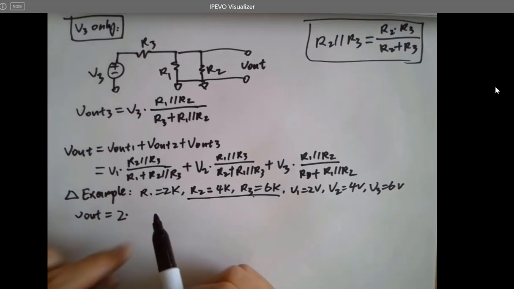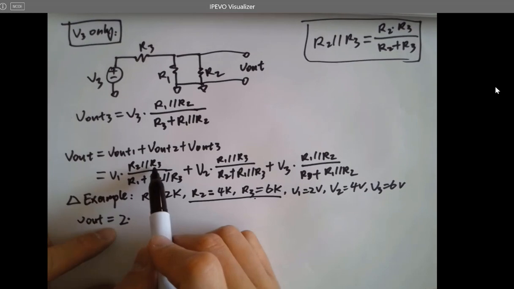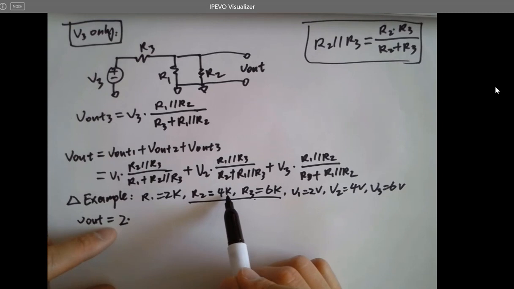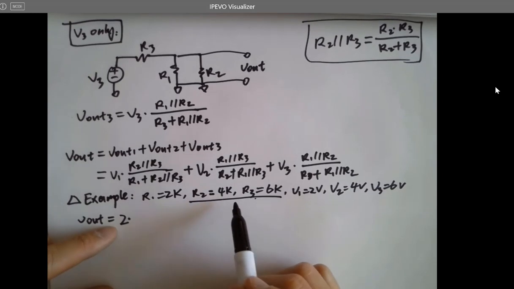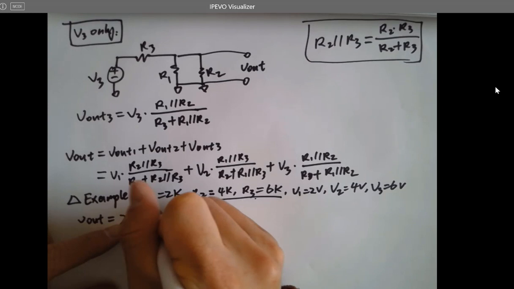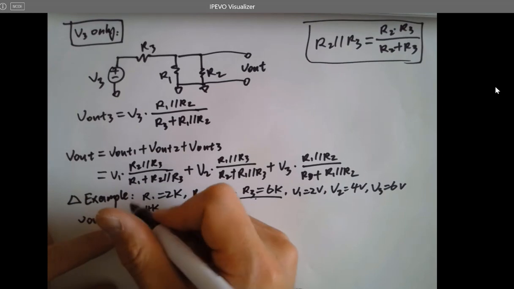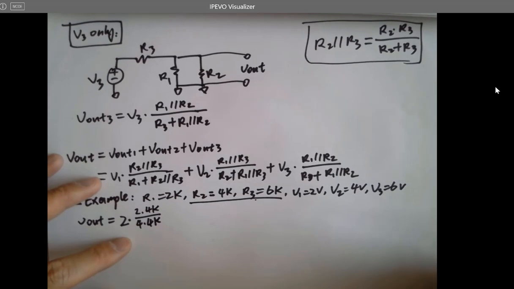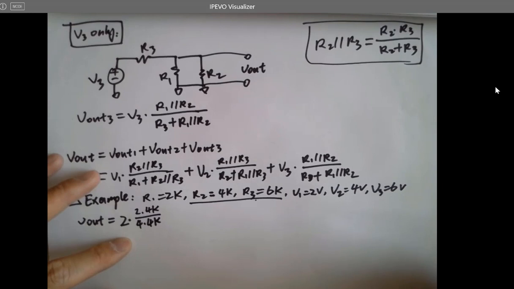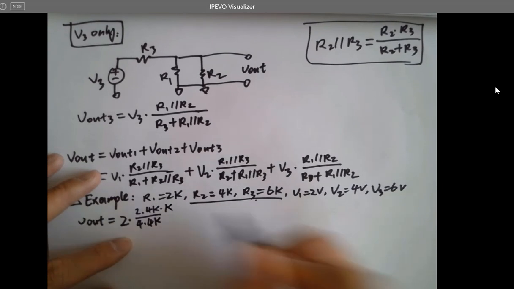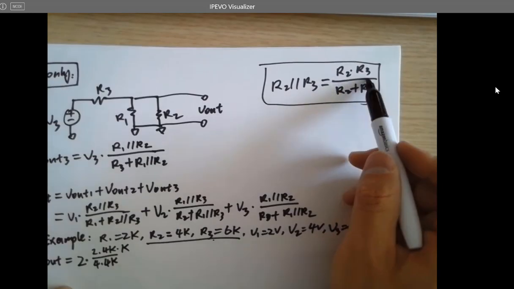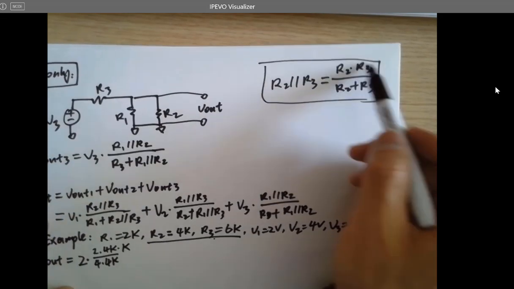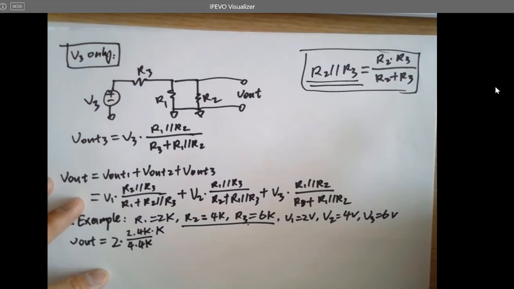Let's just do a quick calculation. R2 in parallel with R3, which is, just plug in the numbers to save time. Okay, 24K over 10K, no, 4.4K. It's K squared actually, so K times K, because there are two K's multiplied, right? Just use this equation to calculate the value of this.